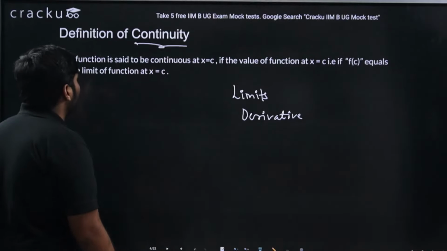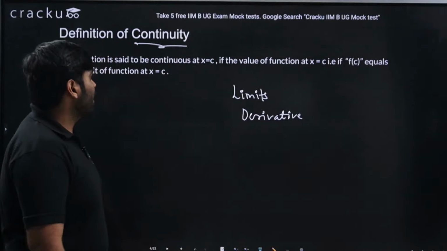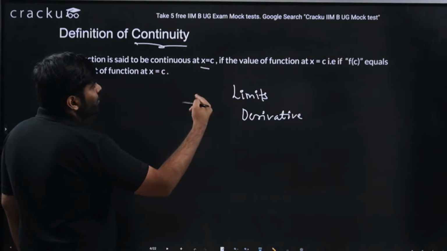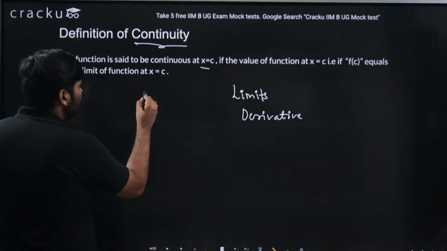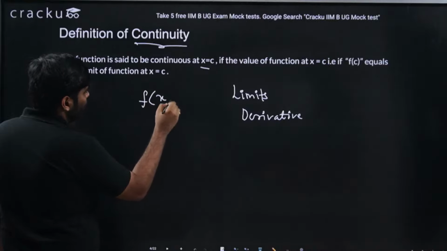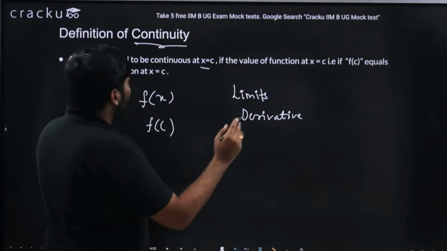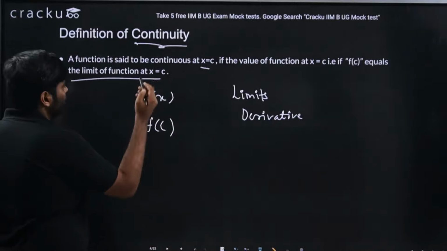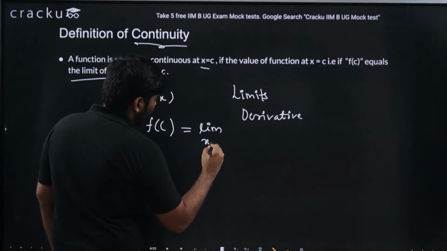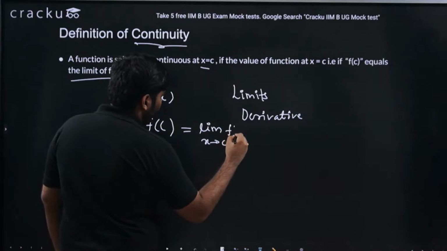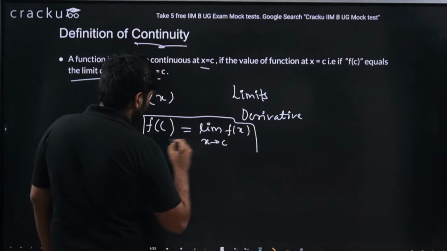What is the definition of continuity? A function f of x is said to be continuous at some point, let's say x equal to c, if the value of the function at x equal to c, that is f of c, equals the limit of the function at x equal to c. That is, f of c equals limit x tends to c f of x. This is precisely the one line definition.